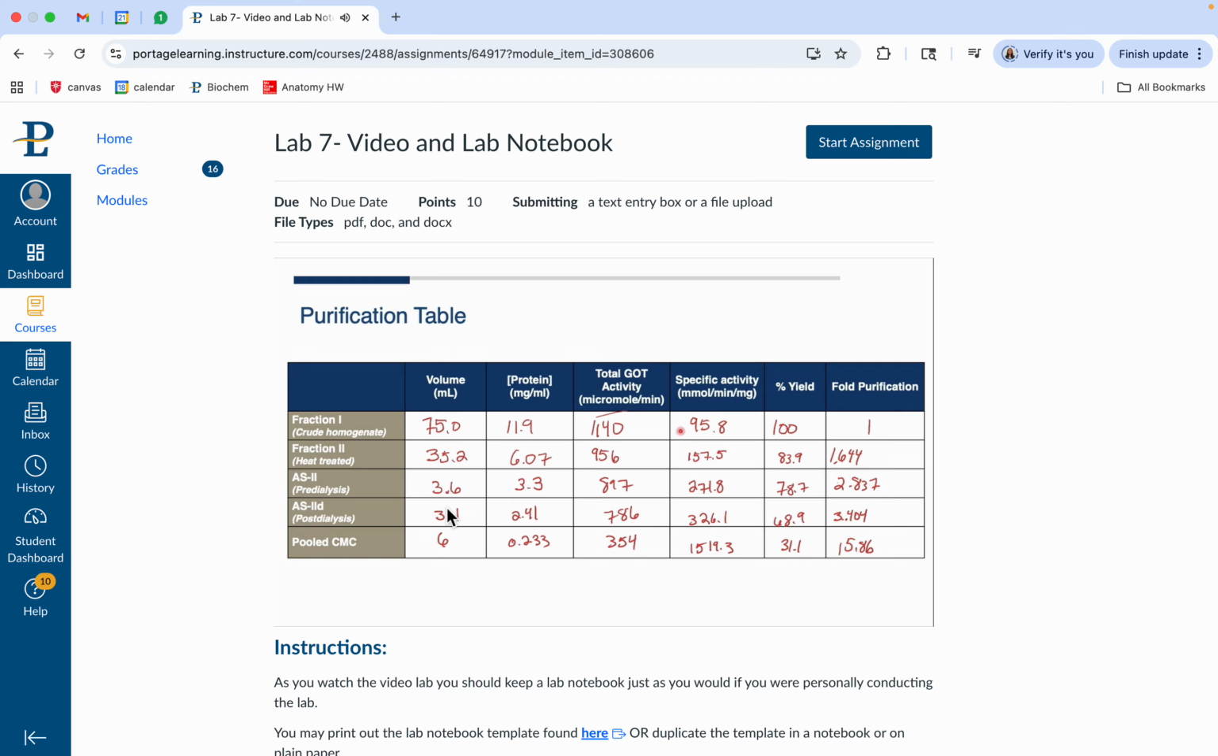Our total activity went down. However, the exciting thing is that our specific activity continued to go up. Again, that's about 1,500. And again, that shows it's specific to the GOT, really based on the volume that we see for that and then the concentration. The yield went down, but our full purification went up. So we basically purified the protein and made it 15 times more pure than we started with. All right, so not a bad purification.